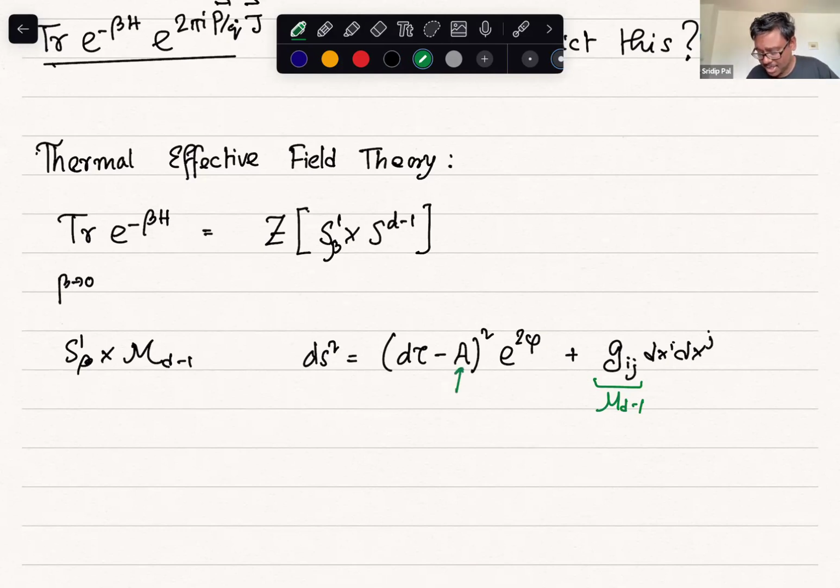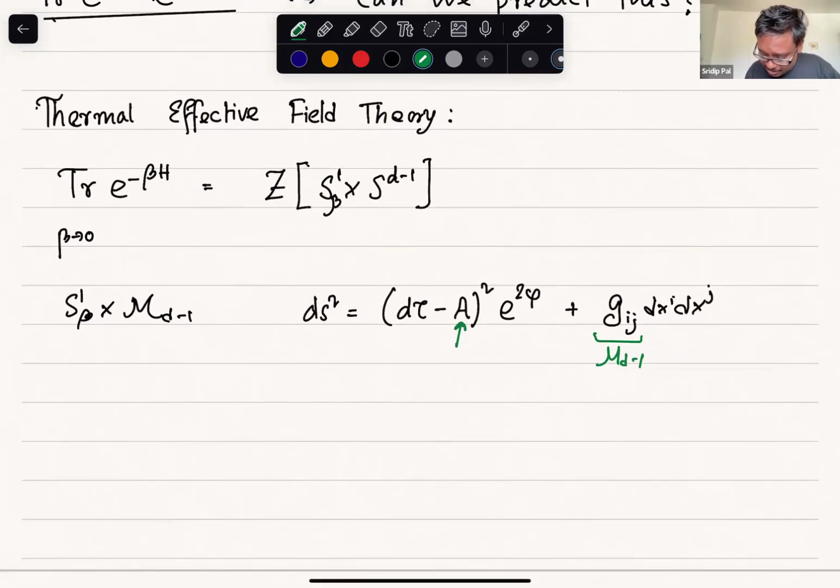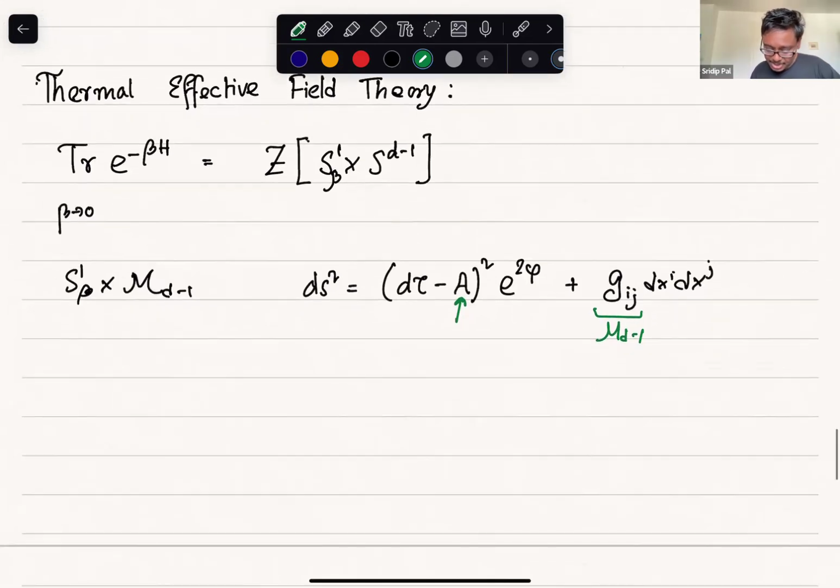This gauge field just comes about because it could be the case that when you have the circle on M^(D-1), this circle can be slightly twisted as you go along the beta direction. So as you go along the time direction, your manifold M^(D-1) can be slightly rotated. And that is basically captured by this gauge field A. And this gauge field A is also a function of the fields living on M^(D-1).